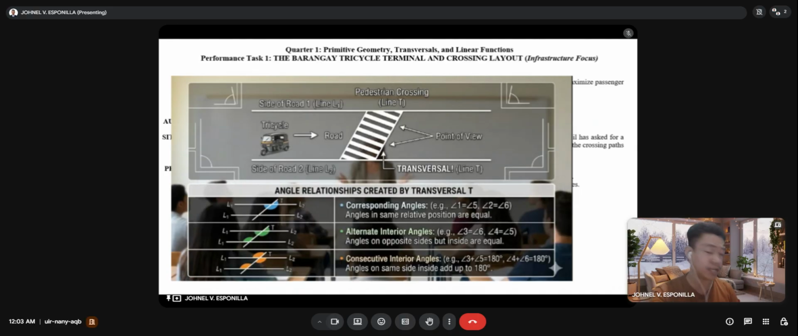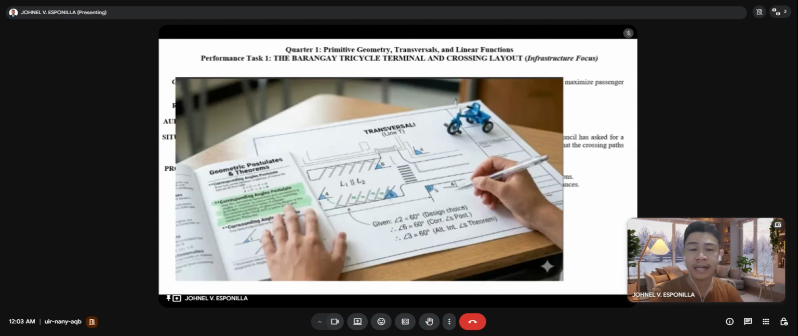You cannot just guess the measurements. You must use our geometric postulates and theorems, like the corresponding angles postulate or the alternate interior angles theorem, to back up your math.